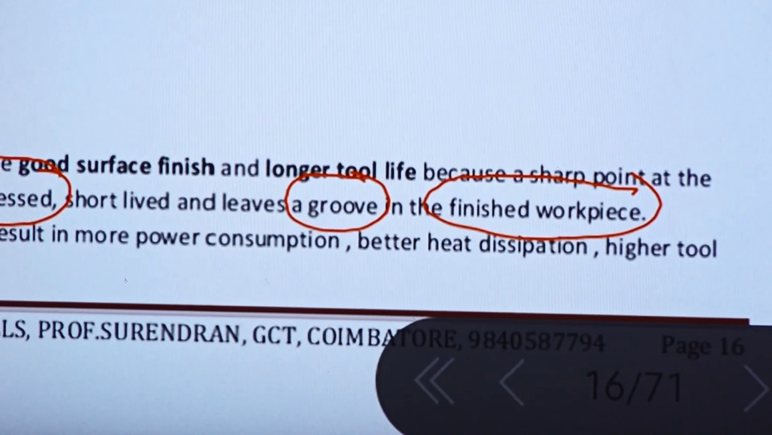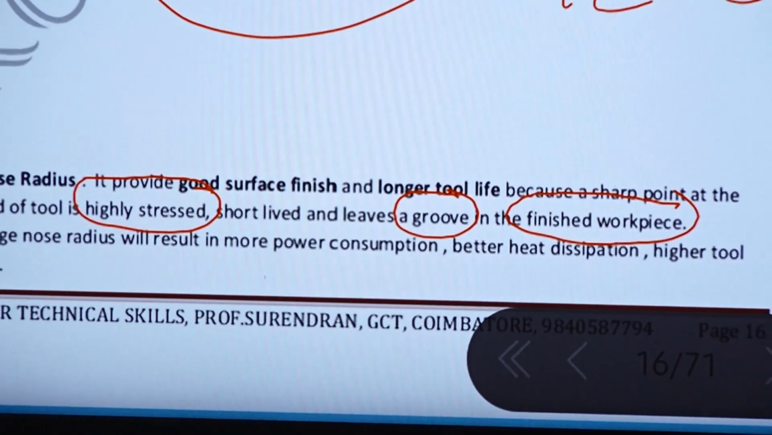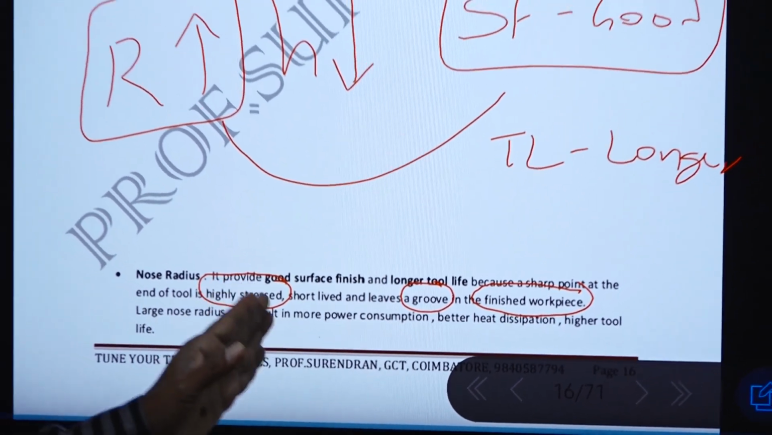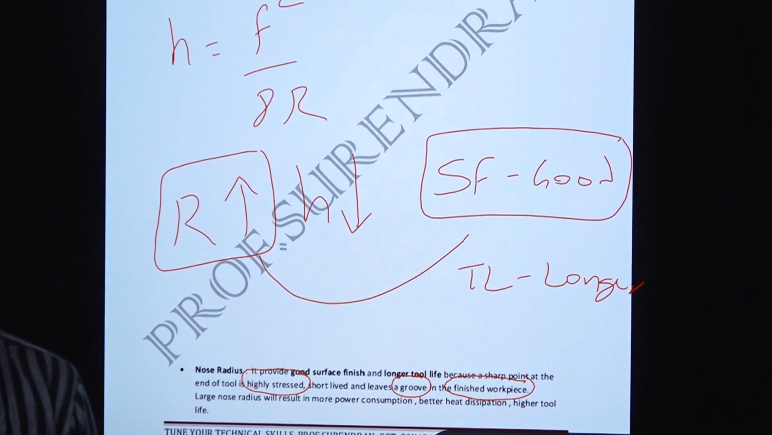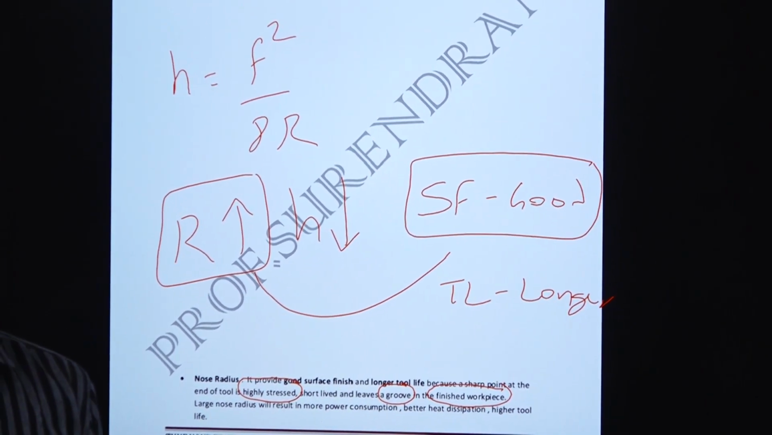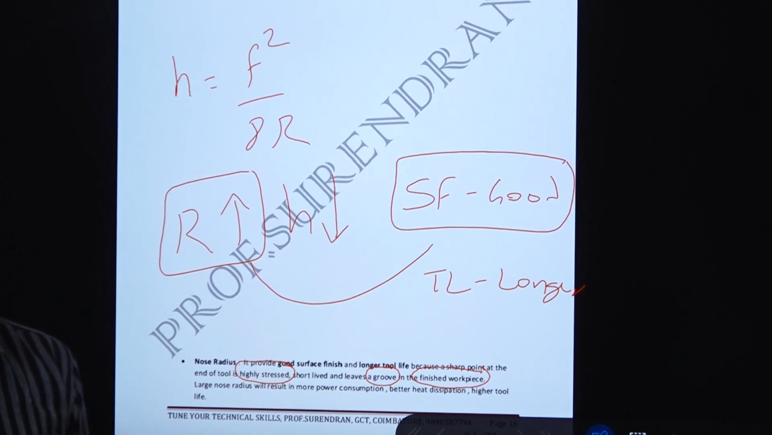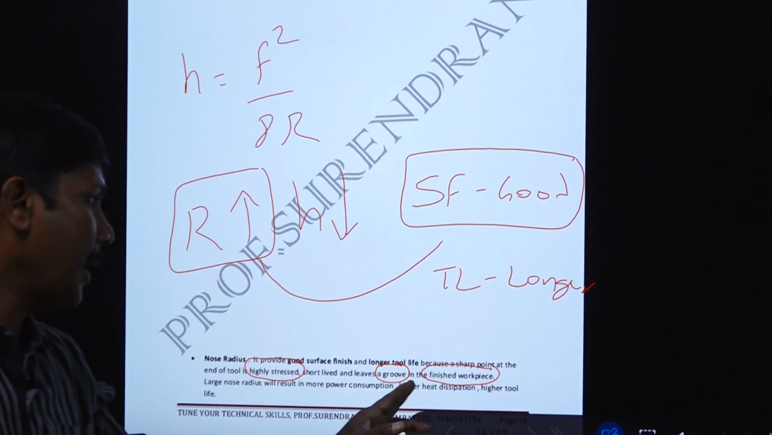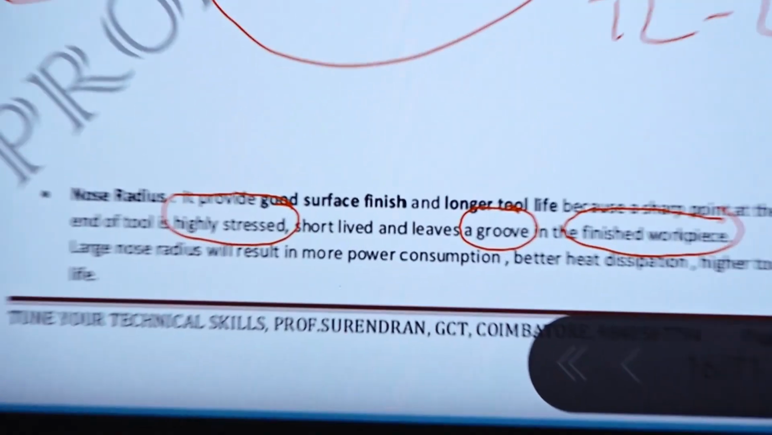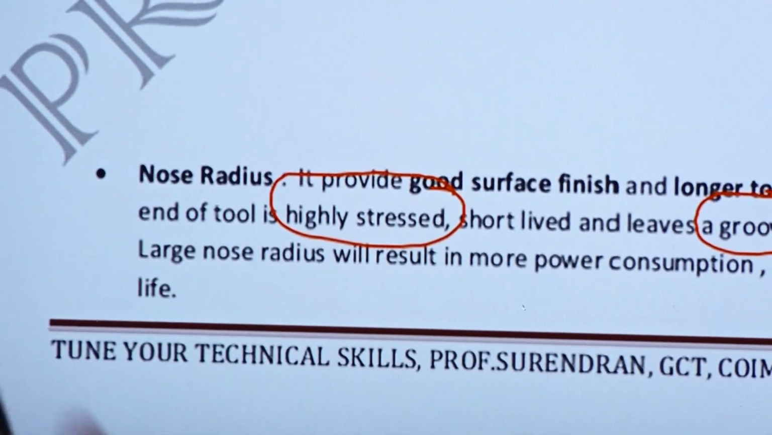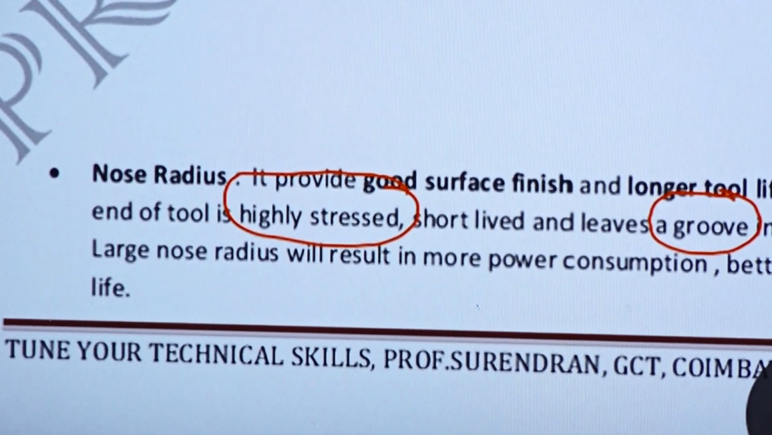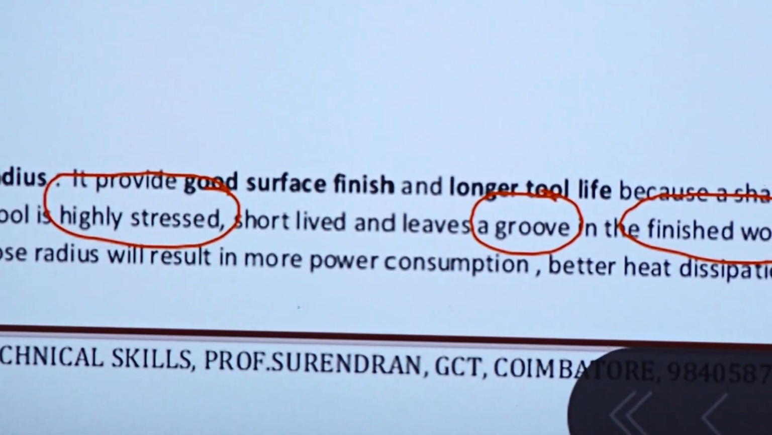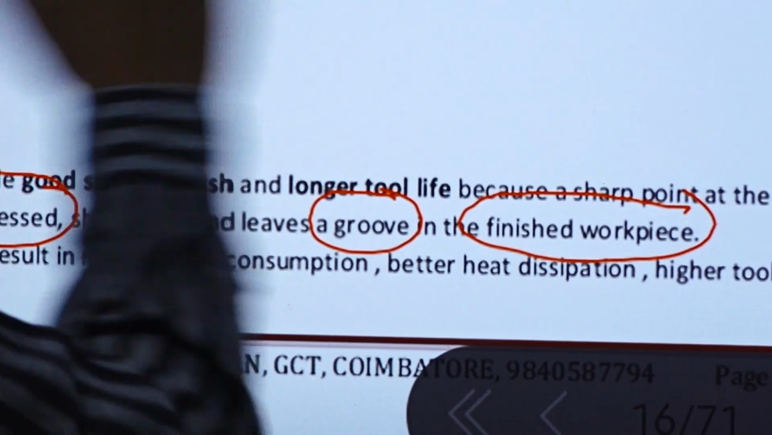So with a large nose radius, what is the disadvantage? It will result in more power consumption. A large nose radius produces more power consumption and better heat dissipation, because the contact area is more, giving better heat dissipation and higher tool life. These are the significant points for the nose radius, and we have to remember them.